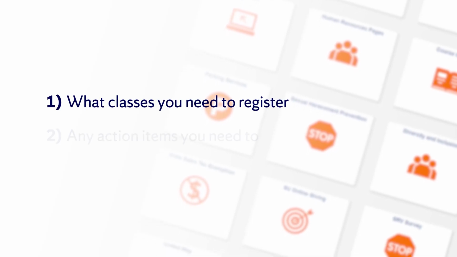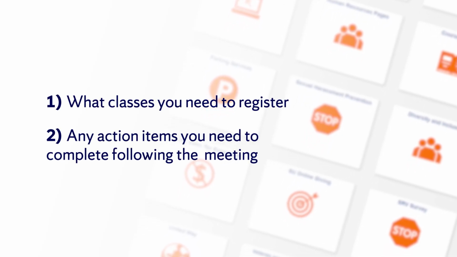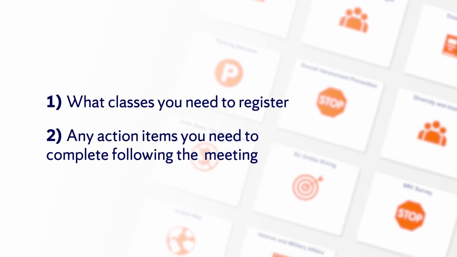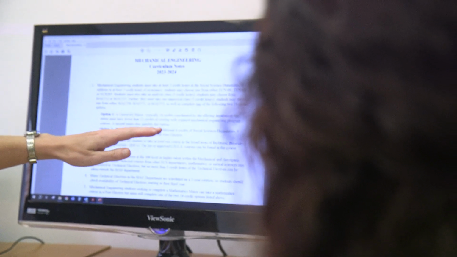Before you leave the meeting, make sure you know 1. What classes you need to register, and 2. Any action items you need to complete following the meeting. For example, you may be advised to do something like complete a petition or declare a minor.